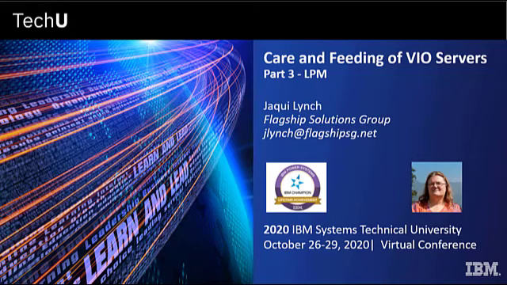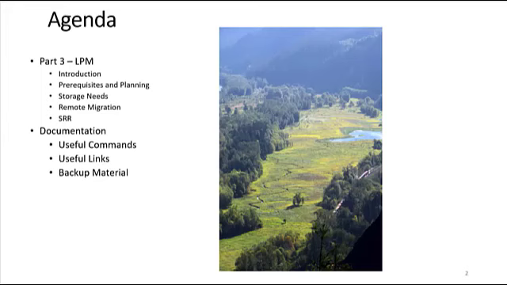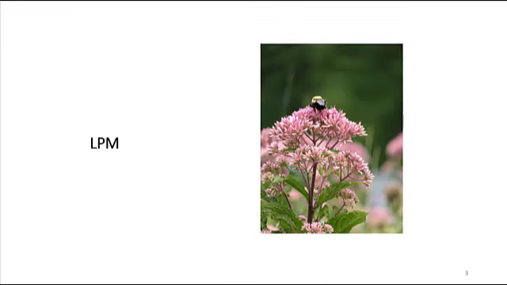This is the third part in our series on care and feeding of VIOS servers. And if you've been to the other sessions, then you know that I've been working in IBM Power and AIX for a very long time. In this session, we're going to cover LPM. We're going to look at a bit of an introduction, a lot about the prerequisites and planning, and then we'll talk about some storage-related issues. We'll go into remote migration, and we'll also look at SRR. I have a bunch of useful commands and useful links, etc., but we won't be covering those.